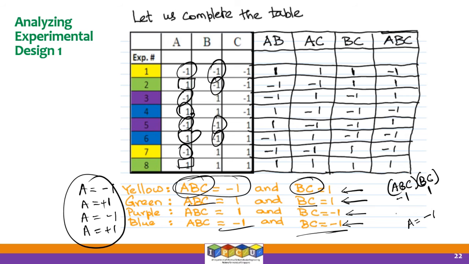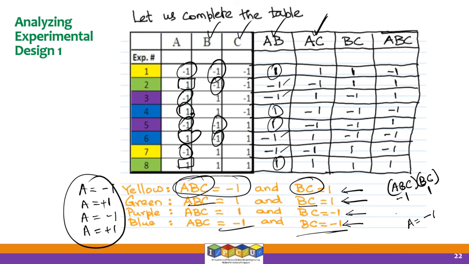Do it for AB. If you take AB at +1, you get yellow, blue, purple, green. So -1 is also green, purple, blue, yellow, all the four colors. You can do it for column AC as well. So B is clean, C is clean, AB is clean, and AC is clean. That means those four things, the direct effects B and C, and the two-factor interaction effects AB and AC, are not confounded with the skill level of the scientists who are doing the experiment.